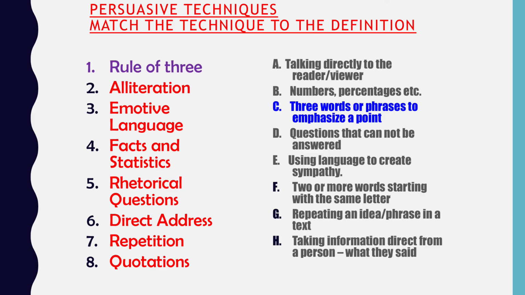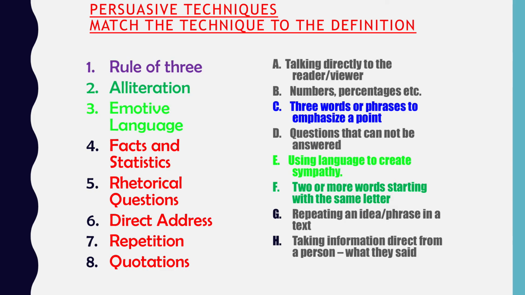Alliteration, so that's number 2, is F: 2 or more words starting with the same letter. If you remember the one we looked at before, we had 'be the best'. So that's a kind of alliteration. The idea is that if words start with the same letter, it's easier to remember. Okay, so motive language.